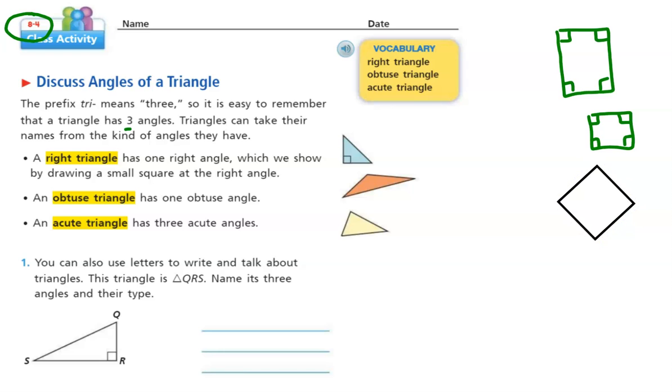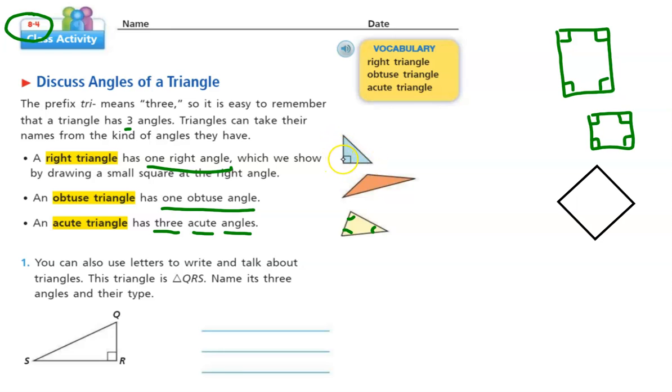And back to what it says over here, where it says a right triangle has one right angle, but an obtuse triangle has one obtuse angle. A right triangle has one right angle, but then an acute triangle is kind of different. It's got three acute angles, and all three of them have to be acute. Because here's something that I want you to notice.